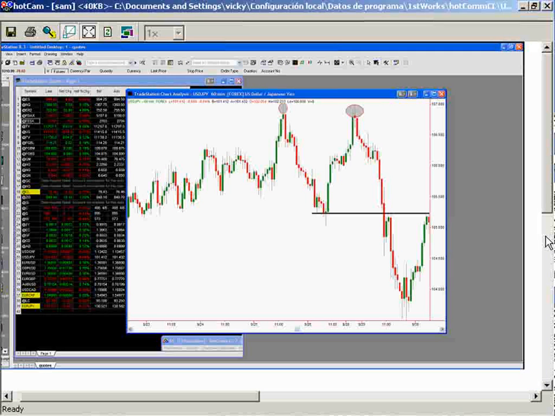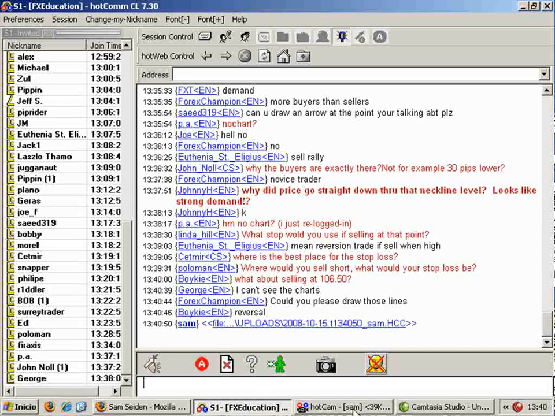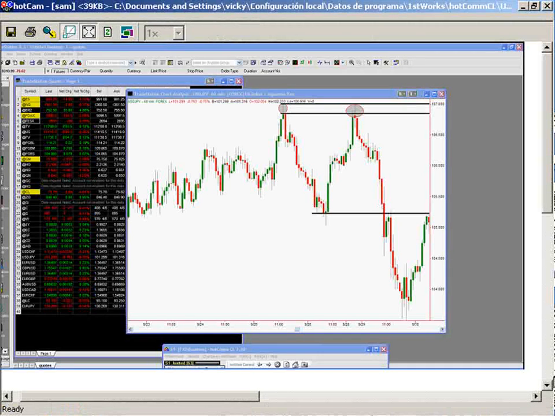Selling at 106.50. Now, why would you want to do that? I'm not saying it's awful or anything, but why would you want to do that? Oh, I'm sorry, let me grab the chart for you. Yeah, Boyke, if you sell at 106.50, you're selling awfully close to where that little pocket of demand is, a tad higher than 106. You see that? And you don't want to sell short anywhere close to where the demand is. Does that make sense?